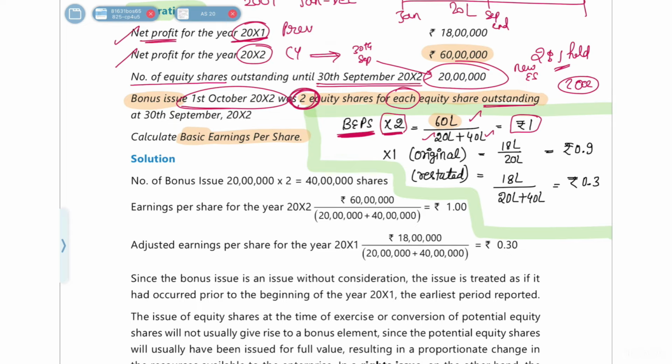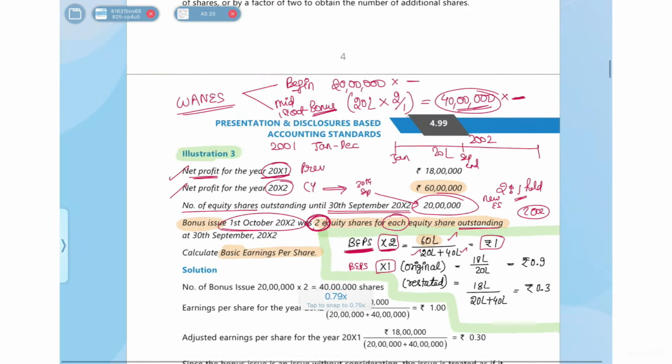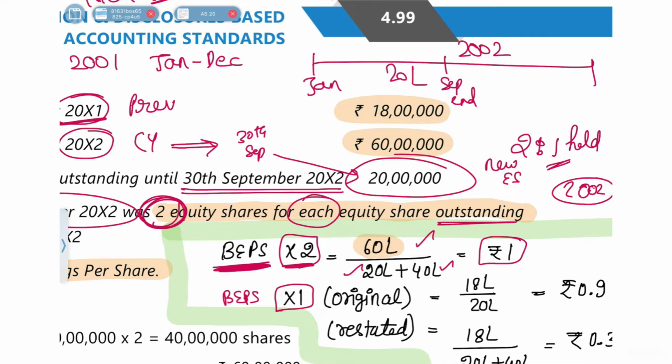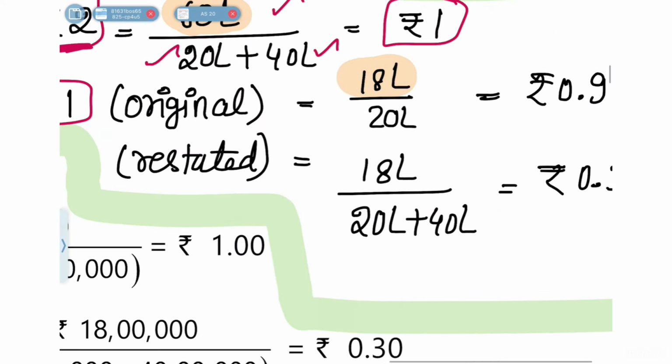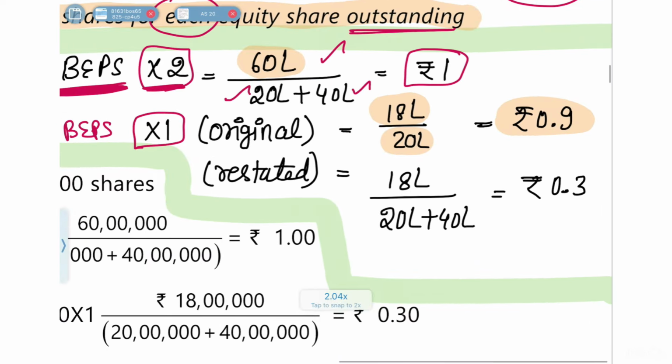Now when you come to the year 2001, originally what would have been the basic earnings per share in the previous year? In the previous year, the earning was around 18 lakh rupees. In the previous year, there would have been no bonus shares. So 20 lakh was the number of shares in the previous year. So 0.9 would be the actual basic earnings per share in the previous year.